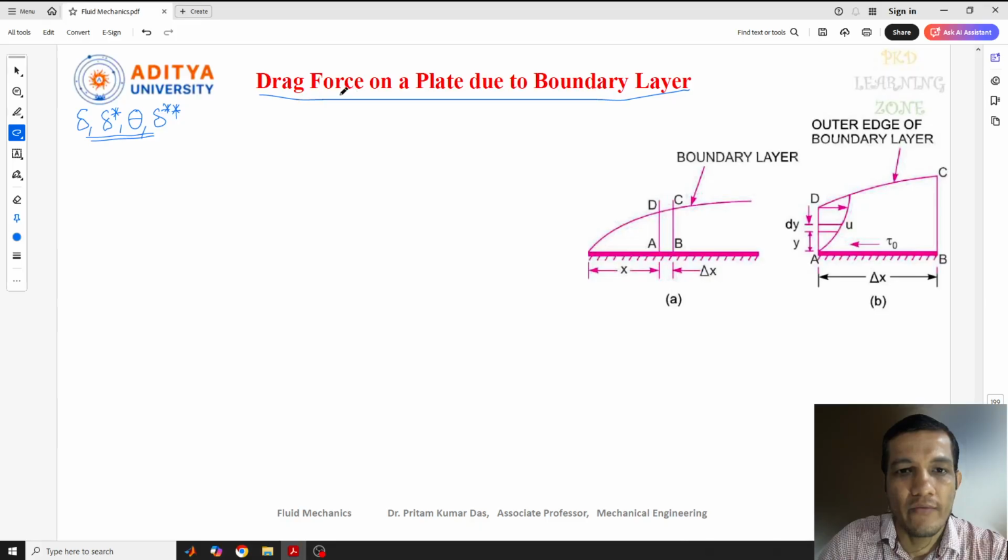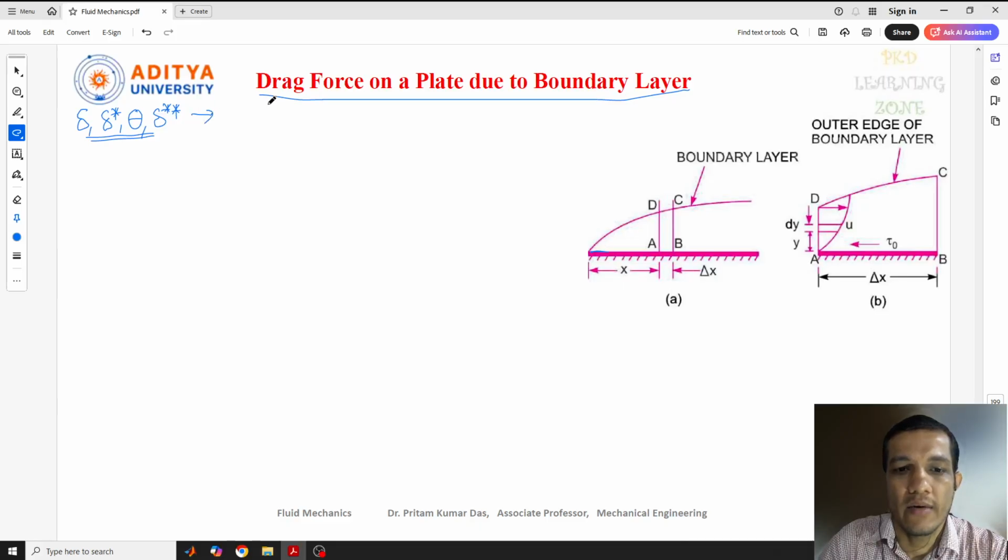Now coming to this drag force on the plate due to this boundary layer. So what is the drag force on the plate due to these boundary layer formations? Let's discuss this. First of all, let's try to understand what is drag force.